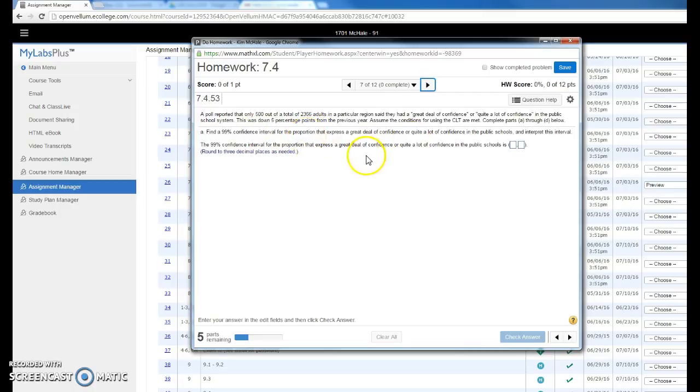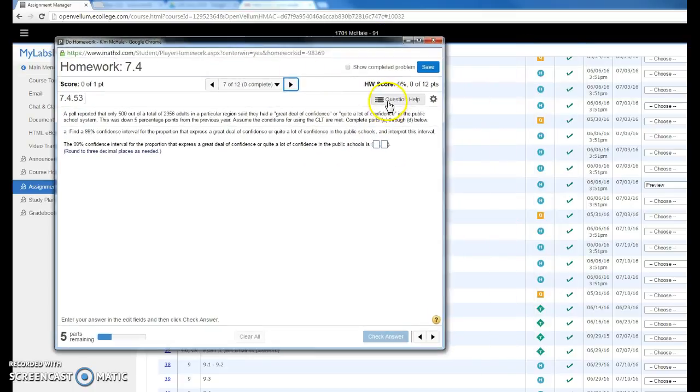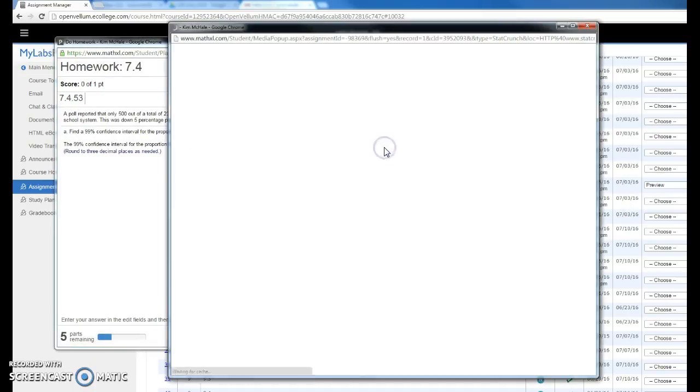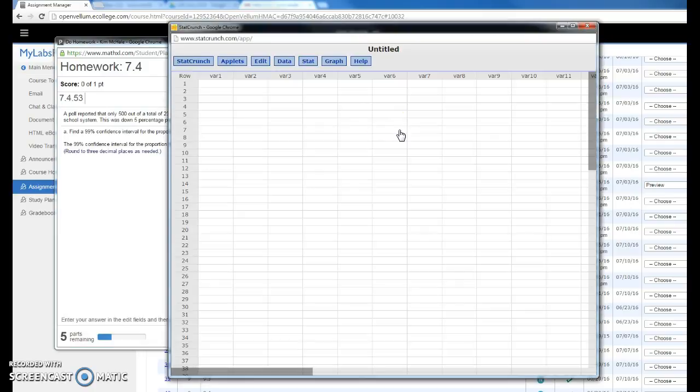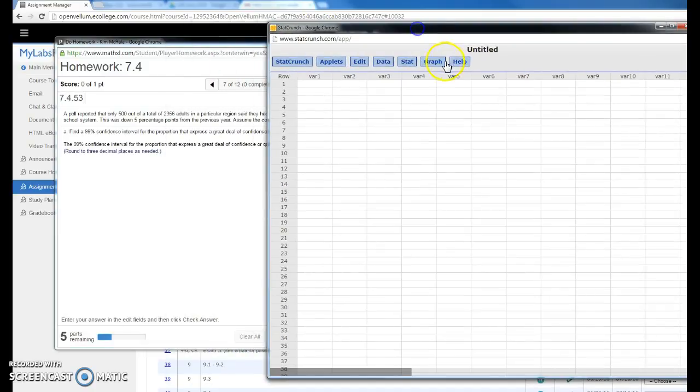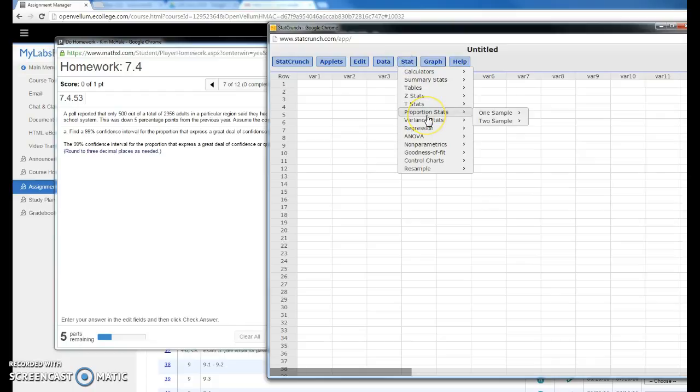I'm going to need a lower bound and an upper bound. That's what a confidence interval is. And because it's a proportion, I'm going to open StatCrunch. And I'm going to go to Stat, and I'm going to go to Proportion Stats.